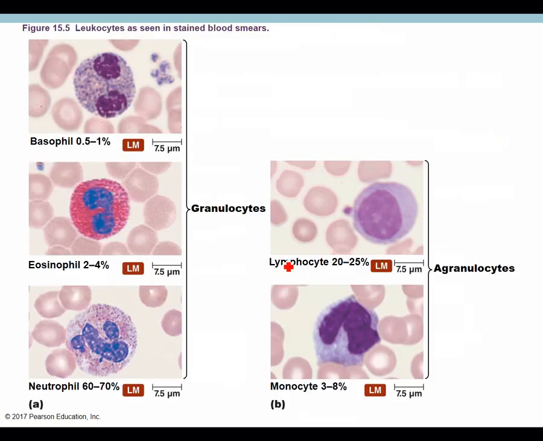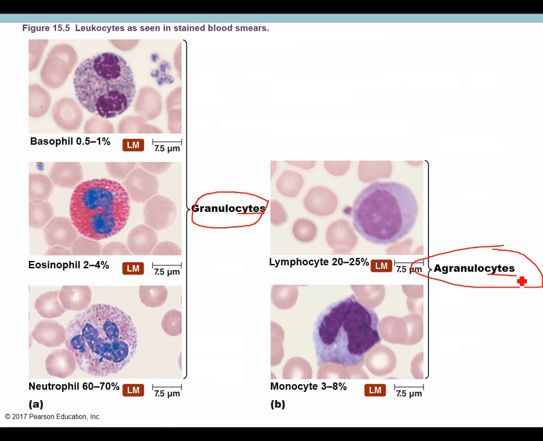Now the leukocytes are grouped into two groups, the granulocytes and the agranulocytes. Of course, cytes means cells, so these are the cells that look granular when they're stained, versus the cells that don't look granular when they're stained. That's somebody's opinion. That's how they're named. Whether or not you agree with that, it's kind of irrelevant. But that's how they're named.